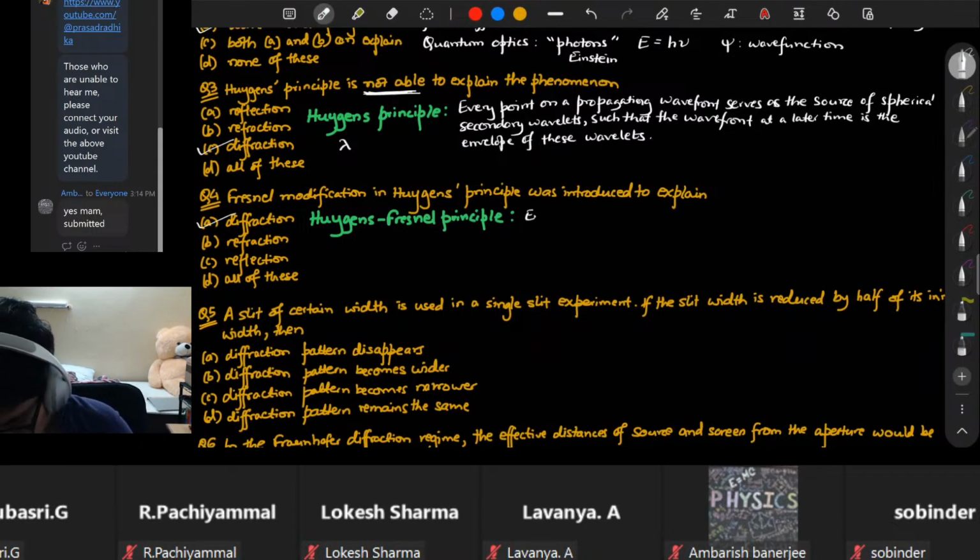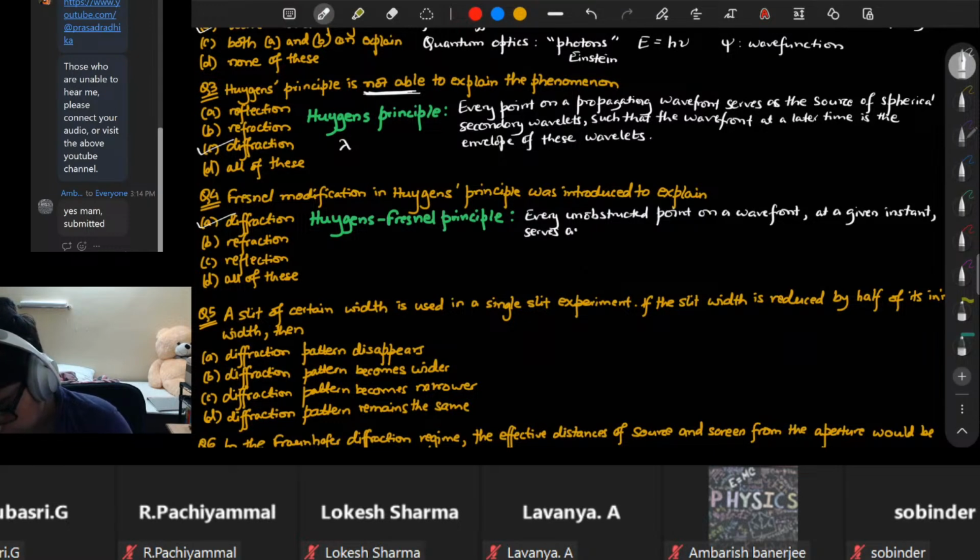It states that every unobstructed point on a wavefront at a given instant serves as a source of spherical secondary wavelets. This part is the same as the Huygens principle. The next sentence is the addition by Fresnel.